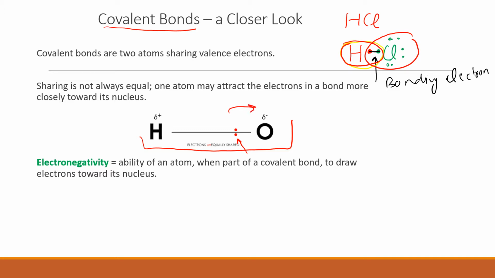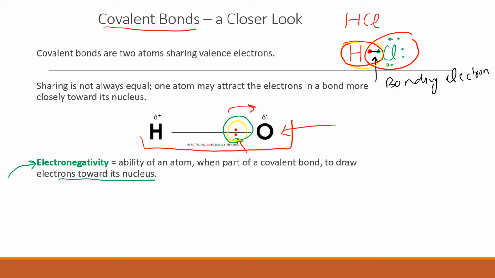The atom's ability to attract the shared pair of electrons, such as oxygen is doing here, this ability of atoms to attract the shared pair of electrons is known as electronegativity. So we can define electronegativity as ability of an atom when part of the covalent bond to draw electrons towards its nucleus.